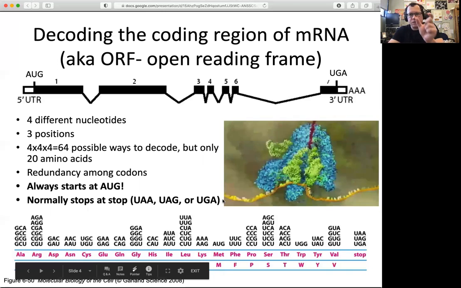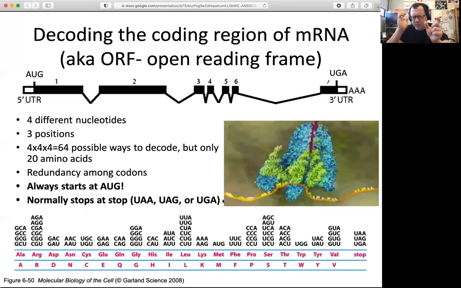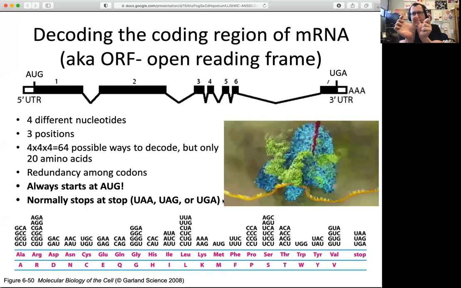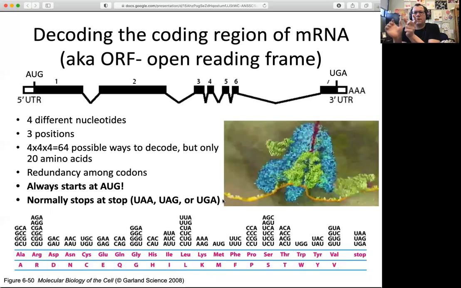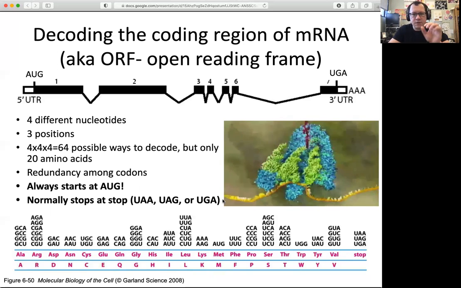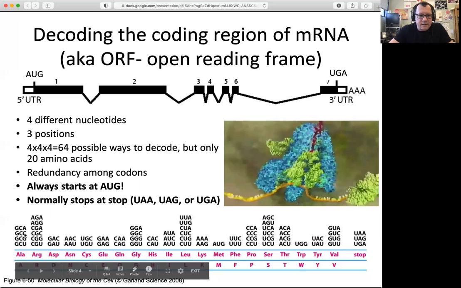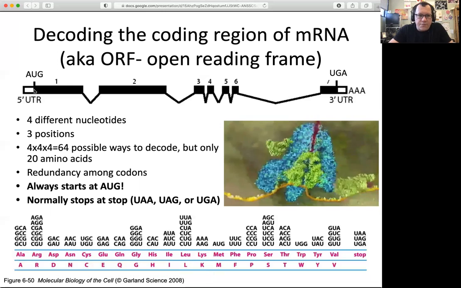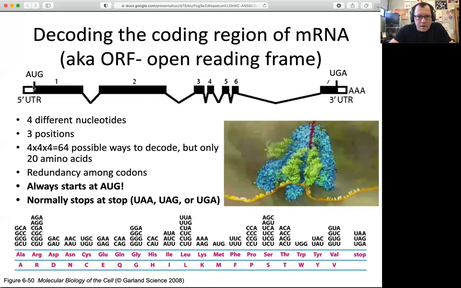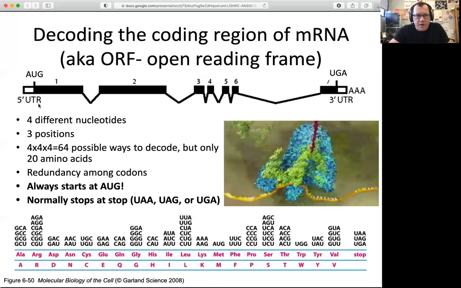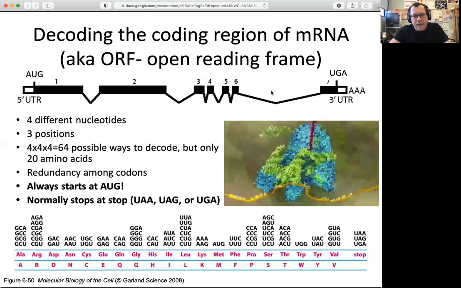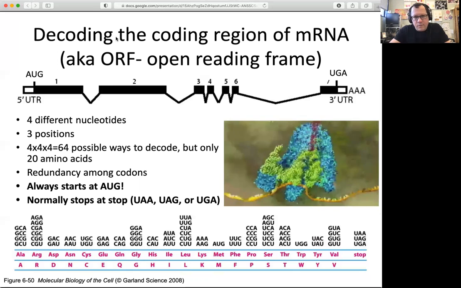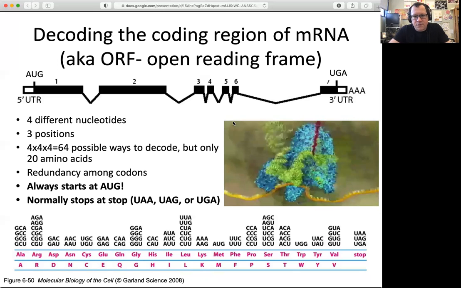And so as the ribosome decodes the messenger RNA, it goes 3 nucleotides, then it sees the next 3 nucleotides, then the next 3 nucleotides, and so on. That choice of which 3 nucleotides is called the reading frame. The region where the codons all line up, from an AUG to a stop codon, is called an open reading frame, or the coding region of the messenger RNA.